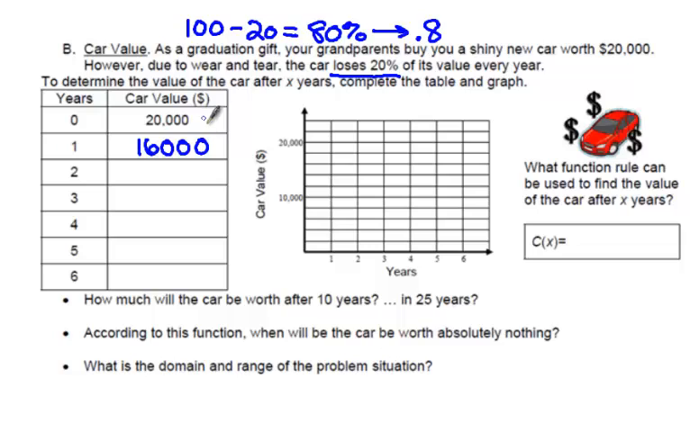Then we're going to take that 16,000, multiply it by 0.8, just like we did in the previous problem, and you get 12,800. We're going to take that value, multiply it by 0.8, and you get 10,240. Multiply that value by 0.8, and we get 8,192.